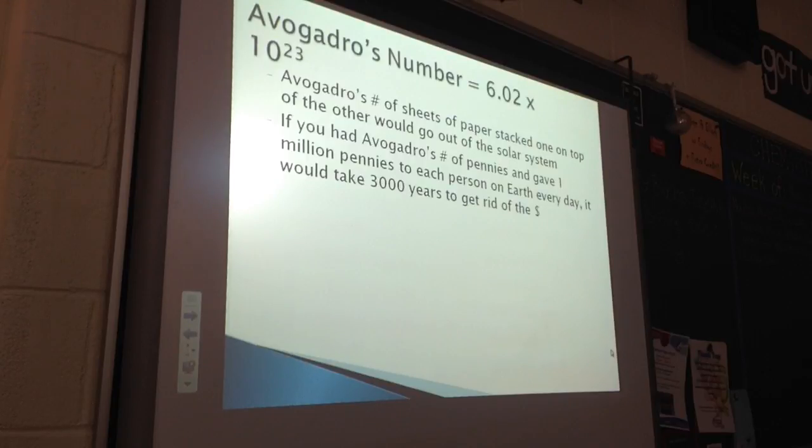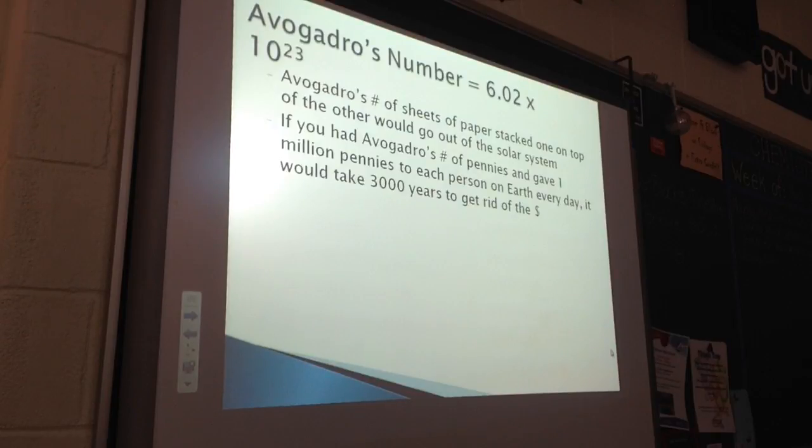And yet, if I have Avogadro's number of molecules of water, I have about a teaspoon. A teaspoon of water contains 6.02 times 10 to the 23rd molecules of water. So it's a huge number used to talk about what? Very small things.